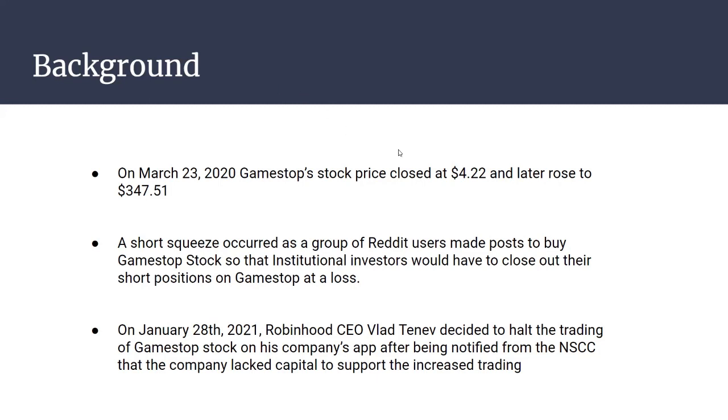So let's make sure we understand what's going on here. A lot of institutional investors had sold GameStop short. So Reddit users made posts saying to buy GameStop stock in large quantities in an effort to make institutional investors have a margin call so that they would have to close out their positions at a loss. But how do institutional investors close out their short positions? Well, they have to buy the stock. So that adds further buying. And all of that buying is what caused the stock price to jump so much.